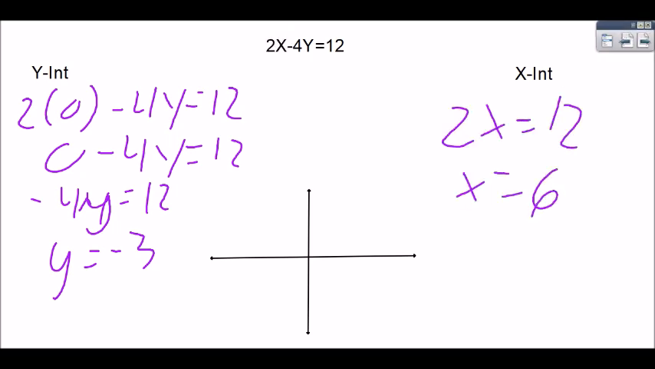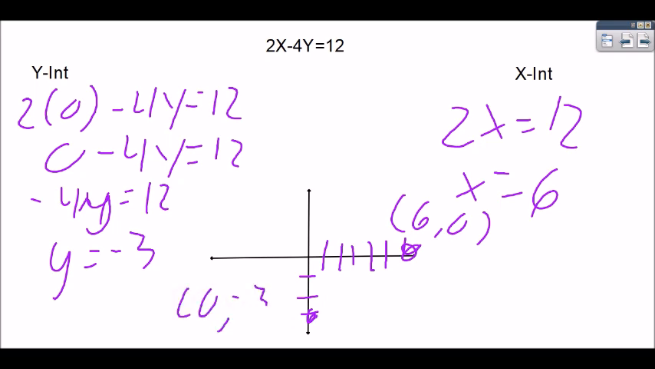Now that I have my x and y intercept, it's super easy to graph because I just go to where x is 6 and where y is -3. And I just connect my dots and there's my graph.